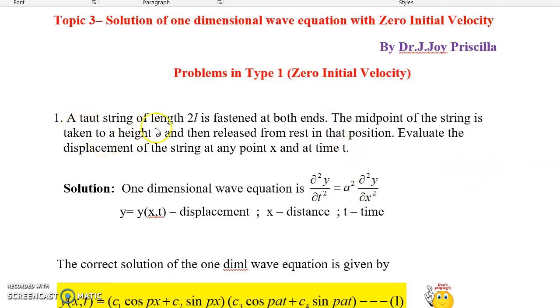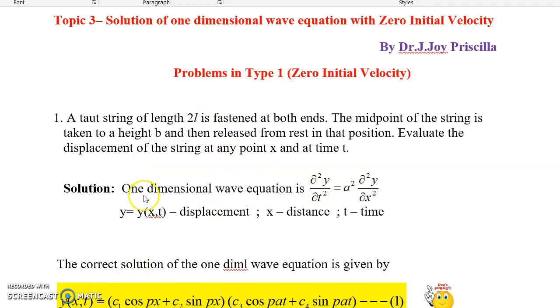A taut string of length 2L is fastened at both ends. The midpoint of the string is taken to a height b and then released from rest in that position. Evaluate the displacement of the string at any point and at any time t. Now this is the problem. So let us now see how to solve this particular one.